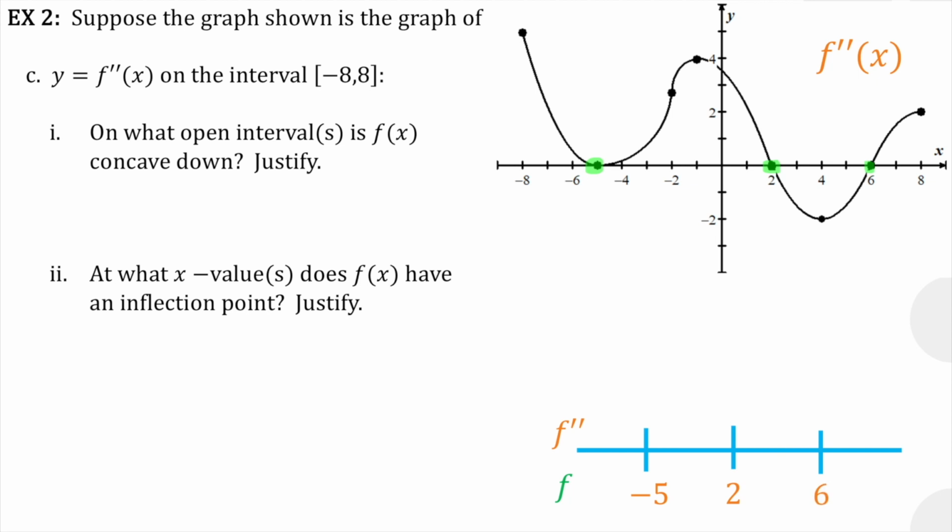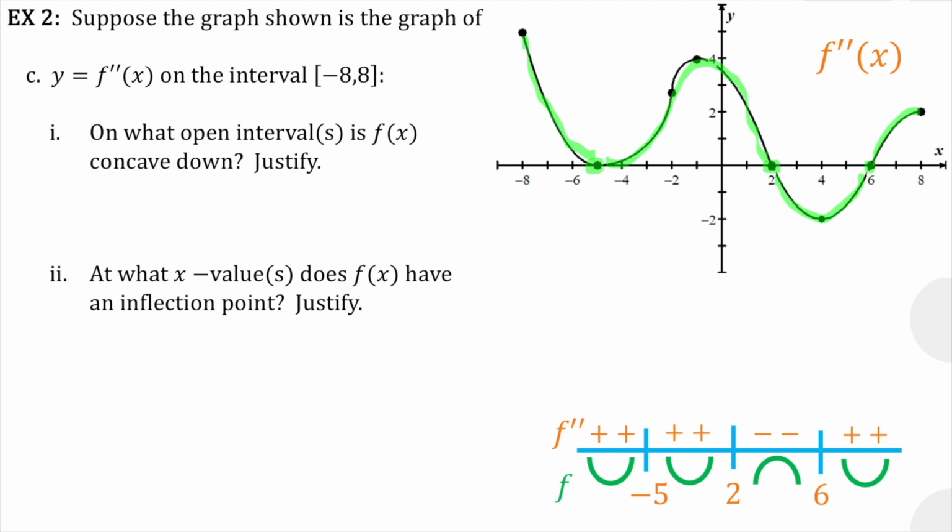Now, what's happening to the left of -5? It's above the x-axis, that's positive. From -5 to 2, still above the x-axis, still positive. Then it dips below, so that's negative, and then back above the x-axis, so that's positive. What does that mean for our parent graph? We've got concave up, and then between -5 and 2, still concave up, then concave down, then concave up again.